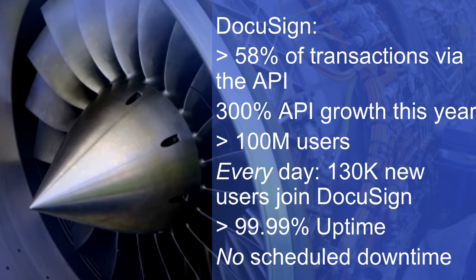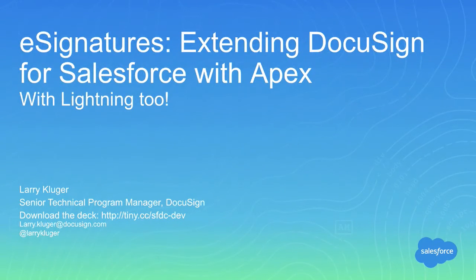So I've got a couple of slides here, which are, I think, 5 slides, which are an introduction to DocuSign. Then we're going to move into the live demos. And all the code for all the demos is available on GitHub right now. In fact, I'm going to point out at the very bottom, tinycc sfdc-dev is my slide deck. And if you missed that, I'm going to have it again near the end.